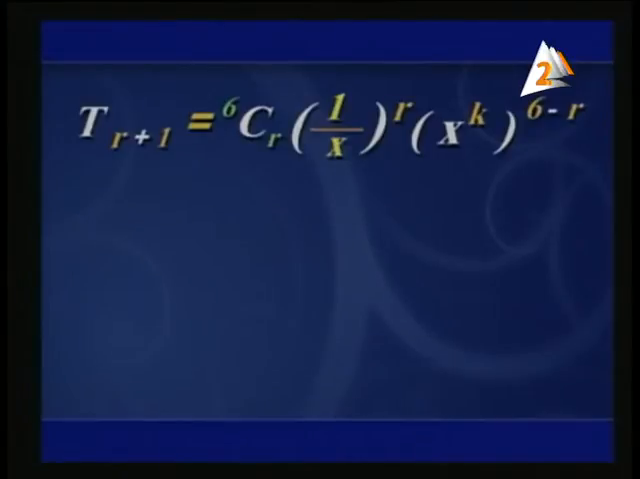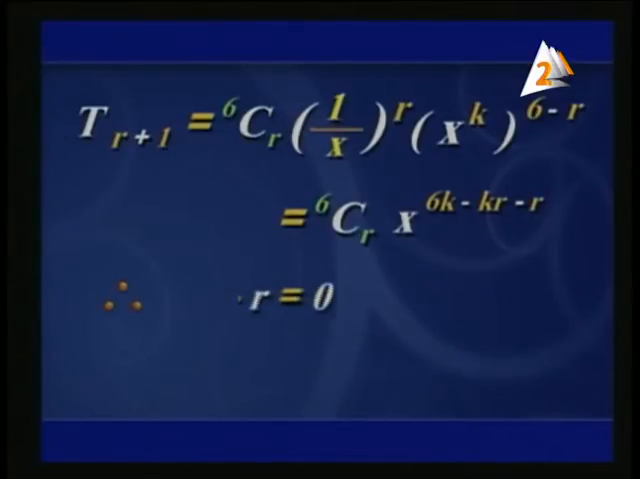T(r+1) equals 6Cr (1/x)^r (x^k)^(6−r), equals 6Cr x^(6k − kr − r). Therefore, 6k − kr − r equals 0.